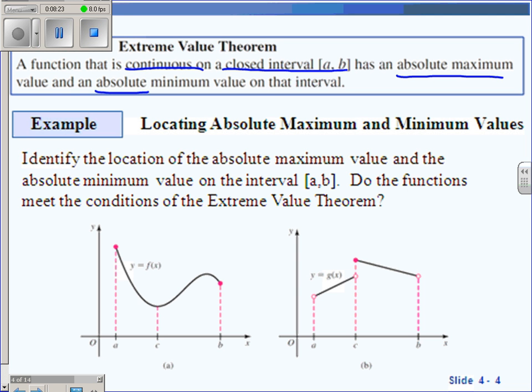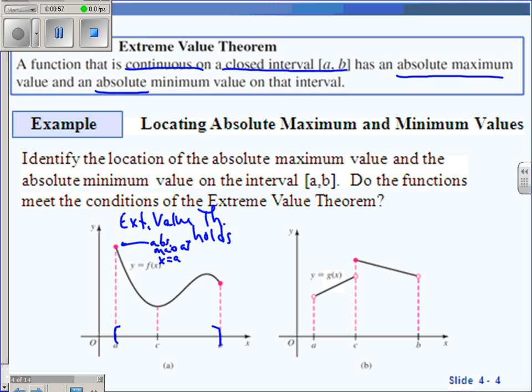Okay, so now looking at this graph, I want to find the locations of the absolute maximum and absolute minimum on the interval from a to b. Well, I can see it is a closed interval. It is continuous on that closed interval, so I know there are definitely going to be an absolute maximum and minimum. So the extreme value theorem does satisfy the conditions. It does hold here, and we know the absolute maximum is going to actually be here when the x is equal to a.